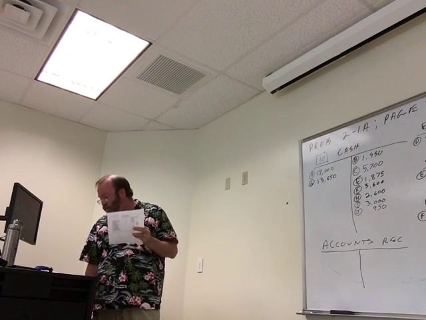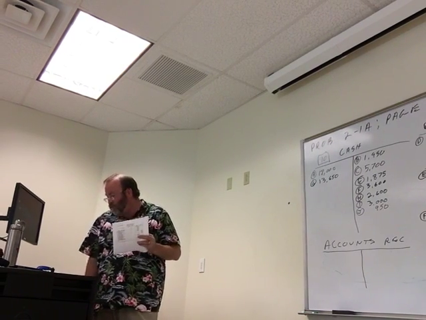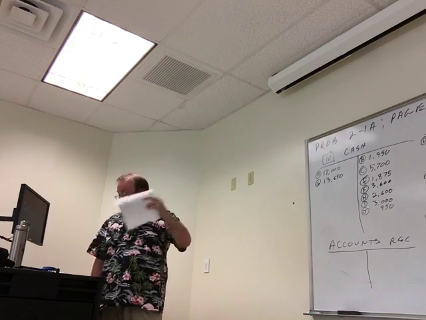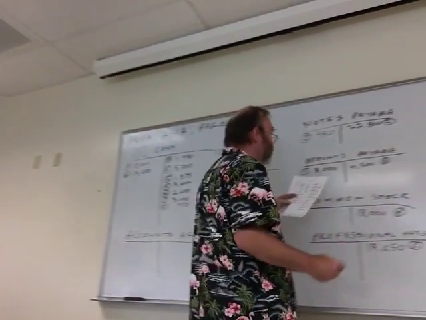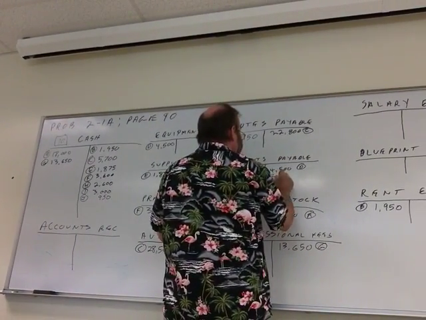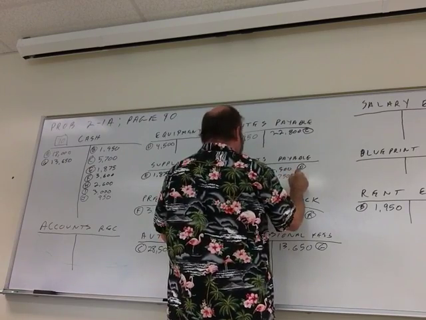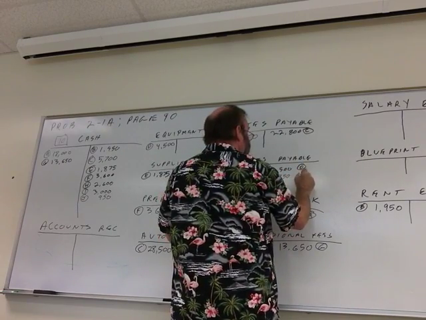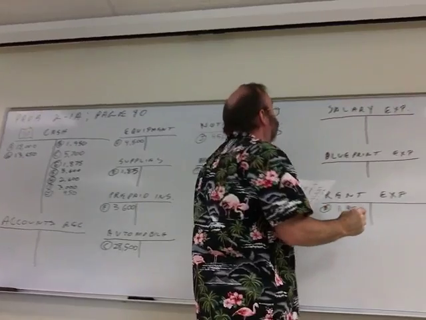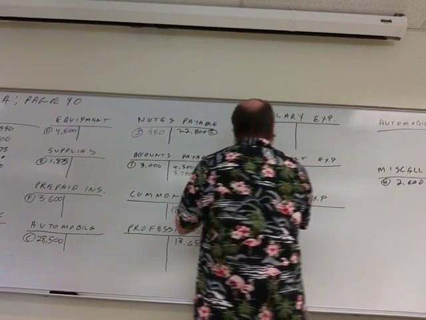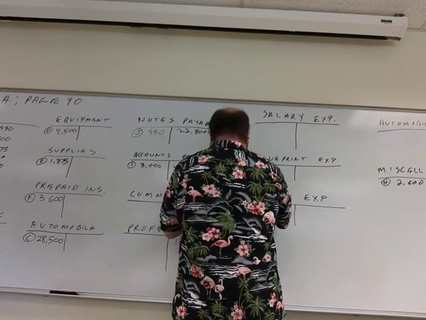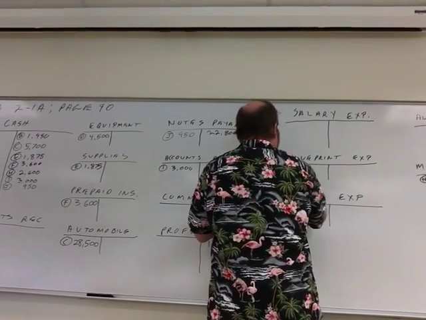K, we received an invoice for Blueprint services that is due next month for $3,750. So that's accounts payable is the credit, and Blueprint expense is the debit.